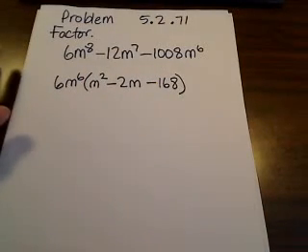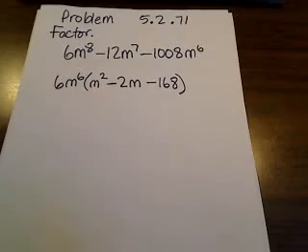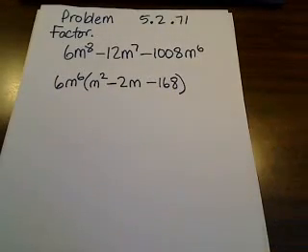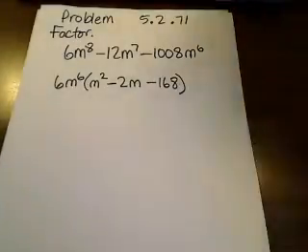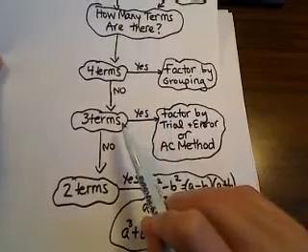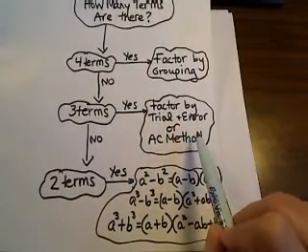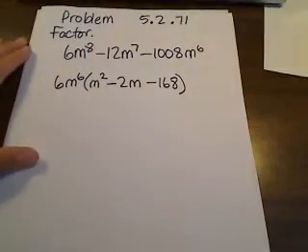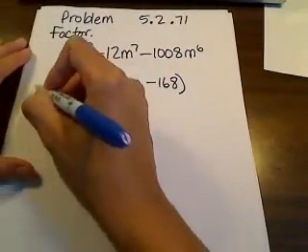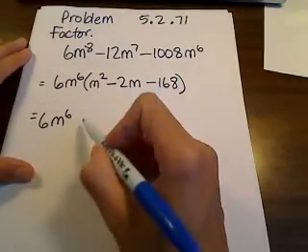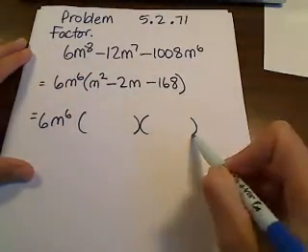All right, now what you'd want to do is check and see if this inside is going to factor any further. It's a trinomial, which means it has 3 terms. So on our flow diagram, we want to either factor by the trial and error method or the AC method. And I'm just going to use trial and error here. So I would bring my 6m to the 6th along. And then I'm going to write down a couple of parentheses here.